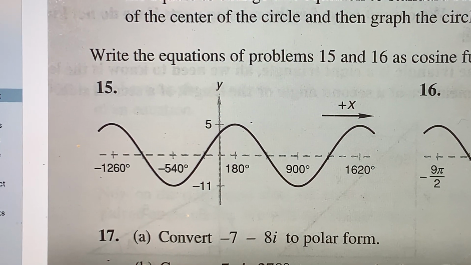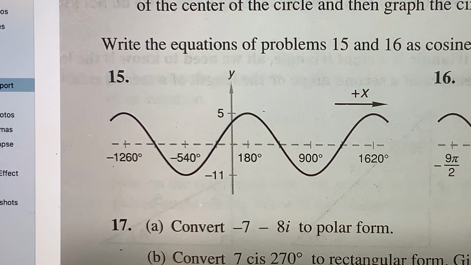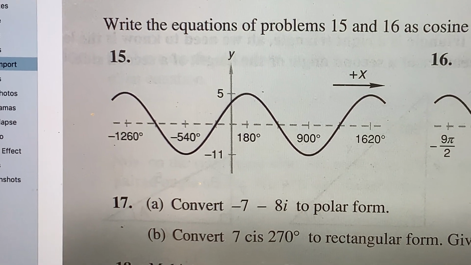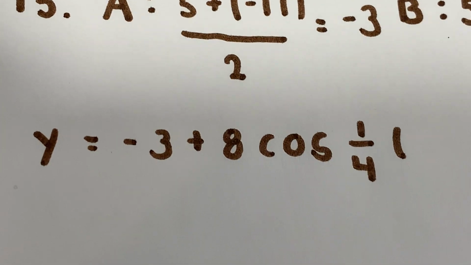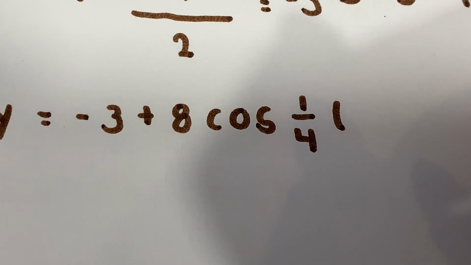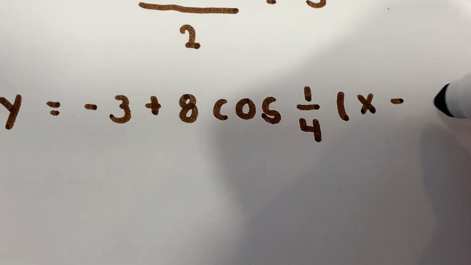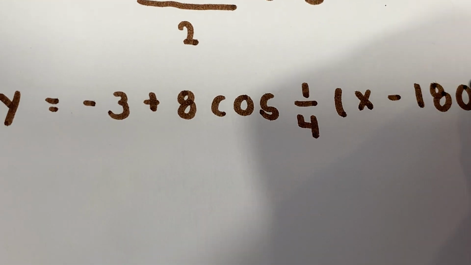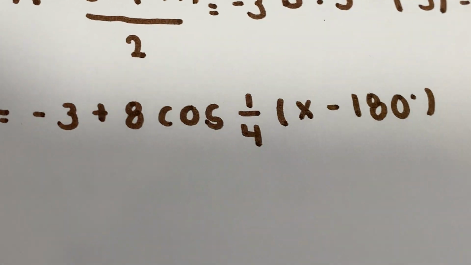So my phase shift is going to be 180 degrees to the left. 180 degrees to the left. So on my answer, it's going to be y equals -3 plus 8 cosine 1/4, and then it's going to be x minus 180 degrees. And that would be my answer.